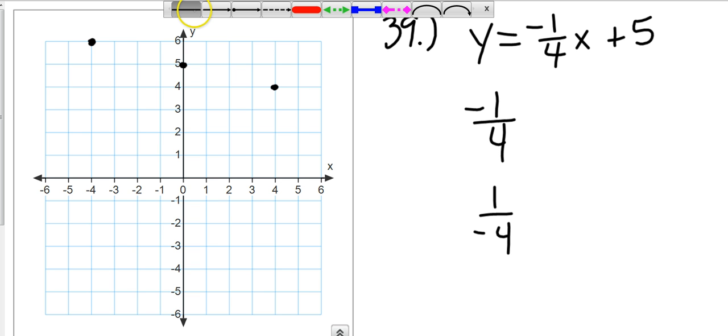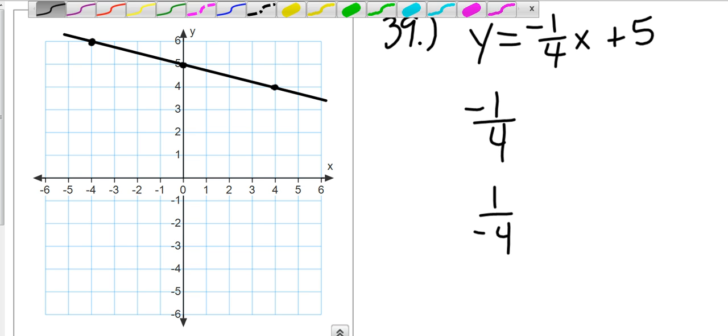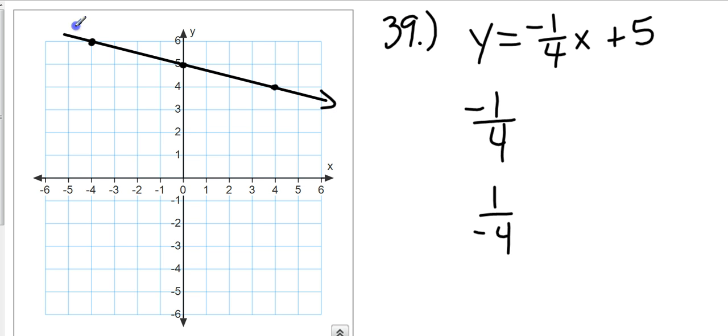Nope, that's horrible. Need my line feature. Again, straight edges, guys. Okay. Again, y-intercept of 5, slope of down 1 to the right 4, or up 1 to the left 4 would also work. And that's number 39.